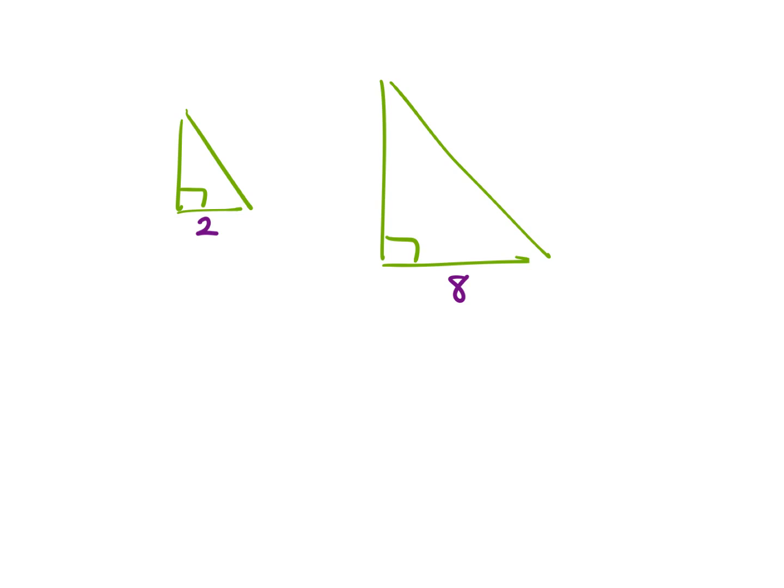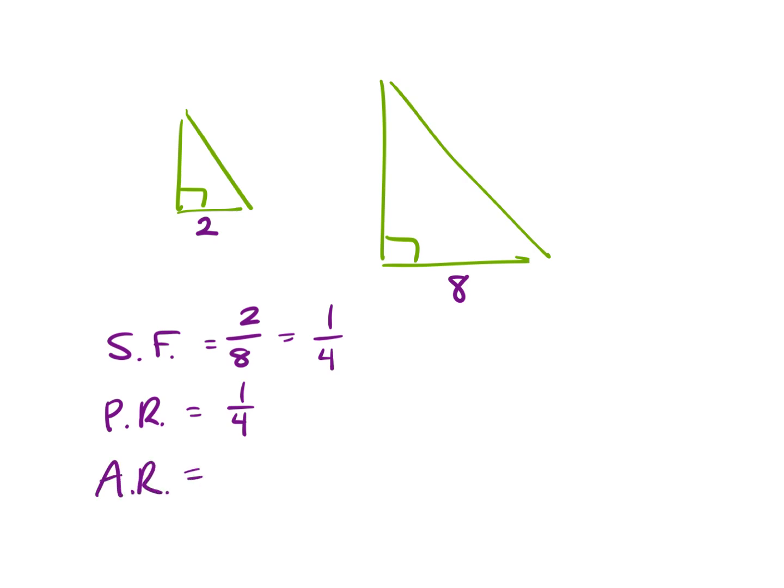Look at this setup. What is your scale factor? It is 2 over 8, but it's better written as what? 1 over 4. So your scale factor would be 1 to 4. What would your perimeter ratio be? 1 to 4, the same thing. What would your area ratio be? 1 squared to 4 squared. 1 squared to 4 squared, which is what? What's 1 squared? 1. 1 times 1 is 1, right? So 1 squared is 1, 4 squared is 16. That's oddly easy. Oddly easy.